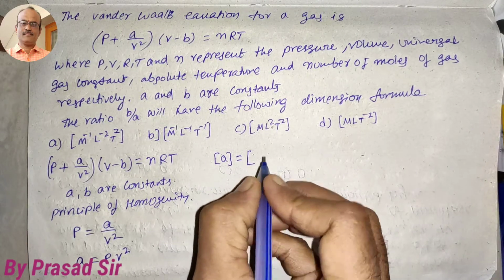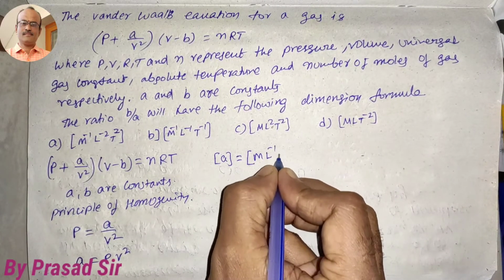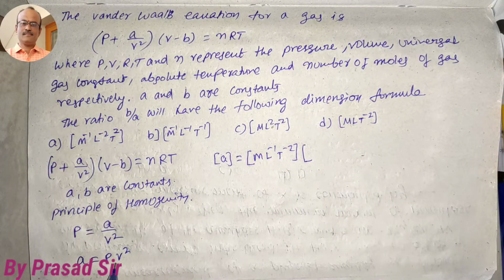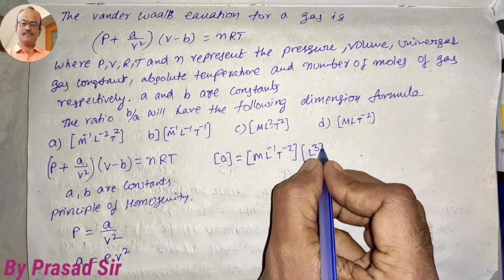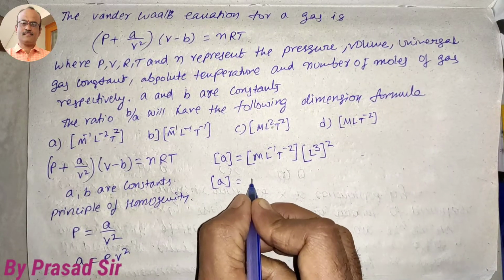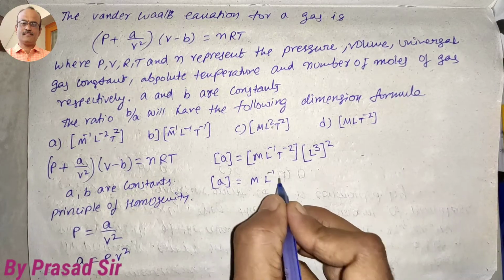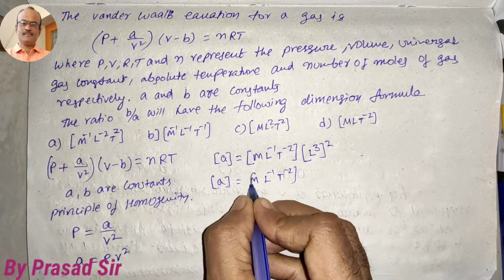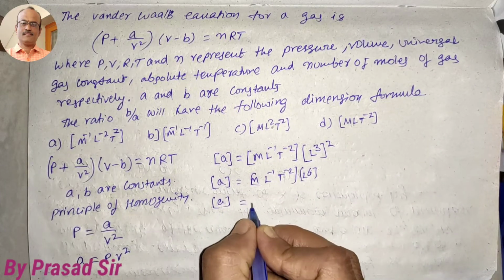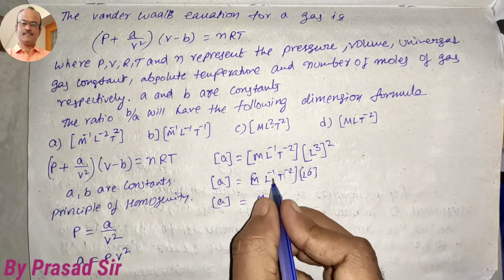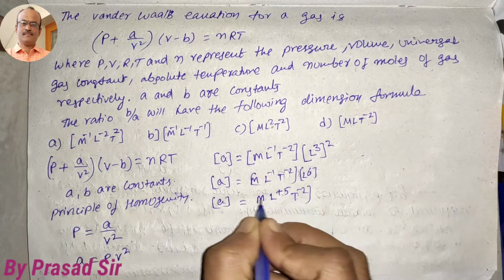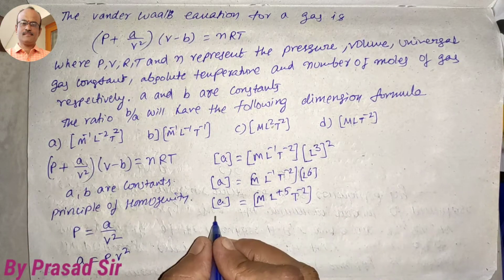That means a is equal to P, which is pressure. So what is the dimensional formula for pressure? M L to the power of minus 1 T to the power of minus 2, times V, which is volume. Volume is L cubed, that whole squared. So the dimensional formula for a is M L^−1 T^−2 and L^6. That is M L to the power of −1 + 6, that is plus 5, T to the power of −2. So that is the dimensional formula for a.